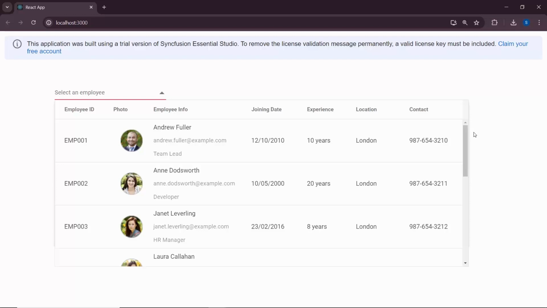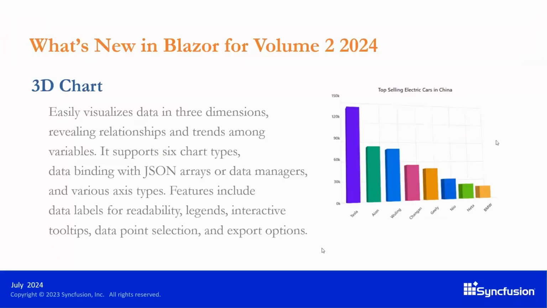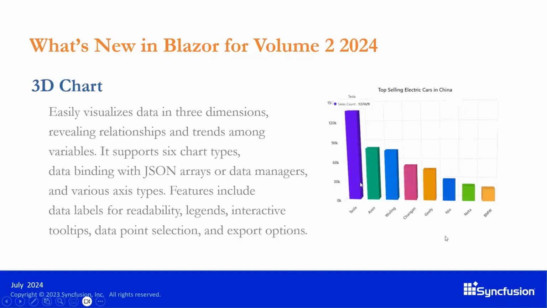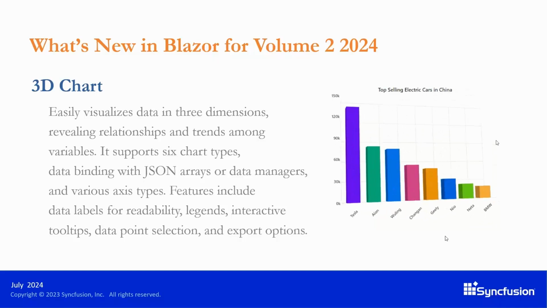Now, let's move on to the new topics introduced in Blazor and Essential JS2 components by Syncfusion for this Volume 2 release 2024. We have included two new components in the Blazor platform. One is 3D charts and another one is text area. Firstly, our 3D charts component is a powerful data visualization tool that displays data in a three-dimensional manner, revealing relationships and trends among variables.